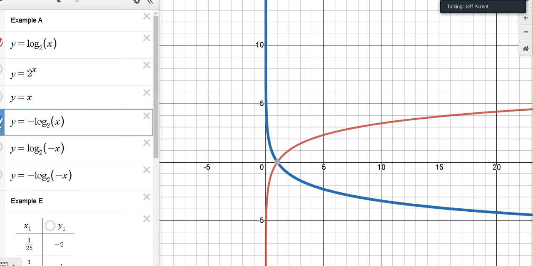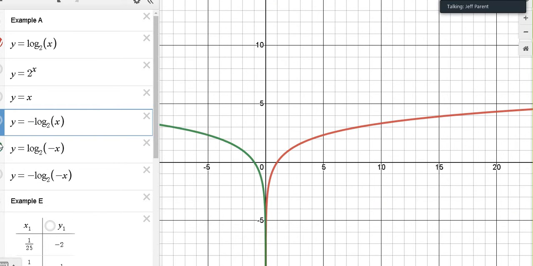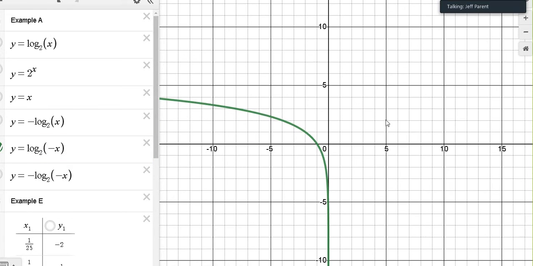Let's see what else we can do. We can put this negative in the parentheses. That's going to reflect around the y-axis. Good. And then we can do both. So let's shut this one off. The additional change is I need to reflect this green graph around the x-axis, so it would look like that. Yay! Would you get the same thing if you reflected across the x first and then the y?